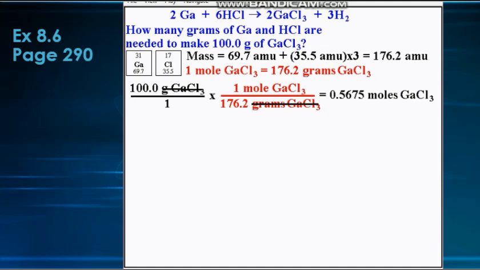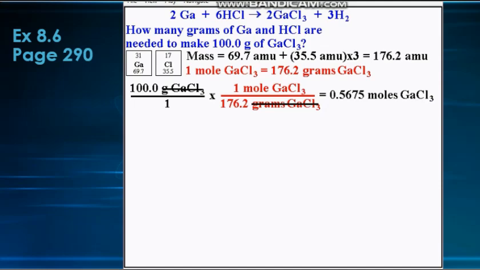Now remember why I had to do this. I'm trying to figure out how many grams of each reactant I need. But the chemical equation doesn't tell us anything in terms of grams. It only tells us something in terms of moles. I now know that I'm working with 0.5675 moles of GaCl3. That will allow me to relate to moles of Ga and moles of HCl, and that will help me solve the problem.